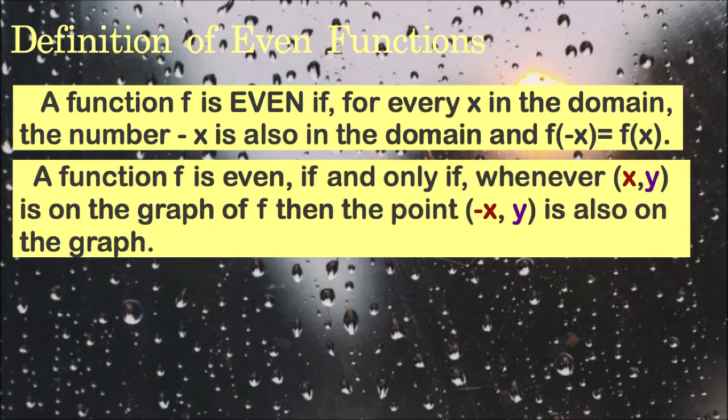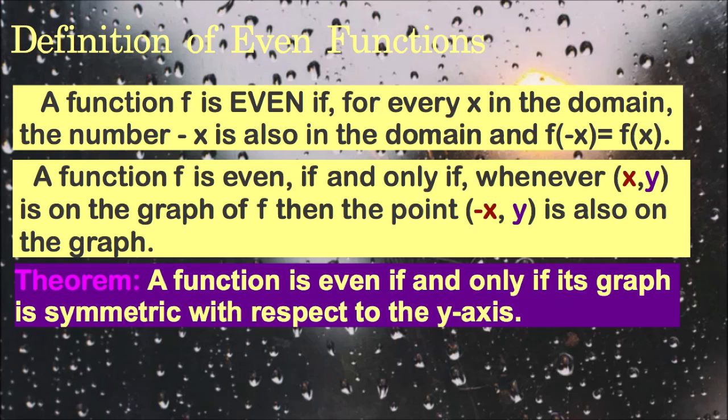A function f is even if and only if, whenever x, y is on the graph of f, then the point negative x, y is also on the graph. Theorem: a function is even if and only if its graph is symmetric with respect to the y-axis.